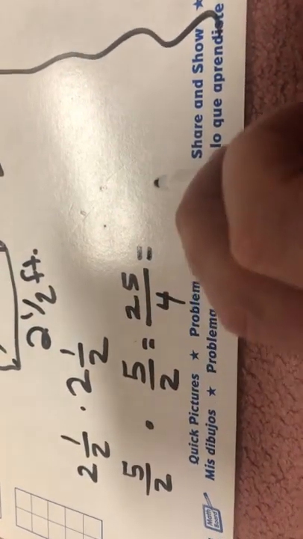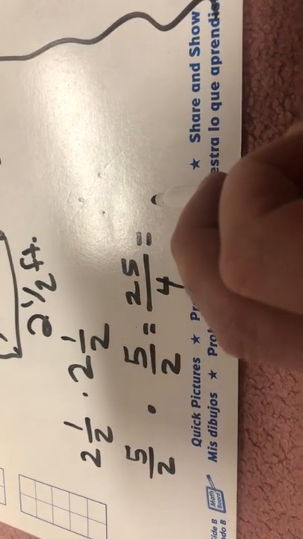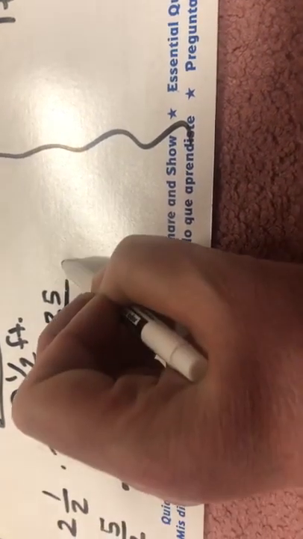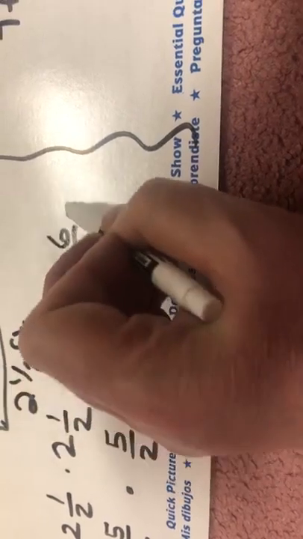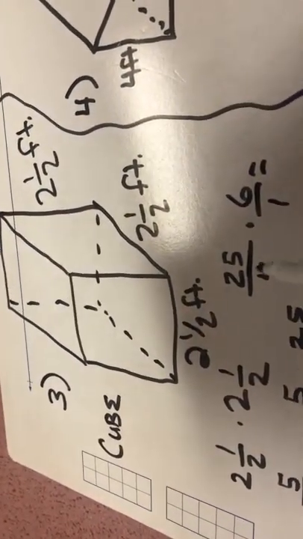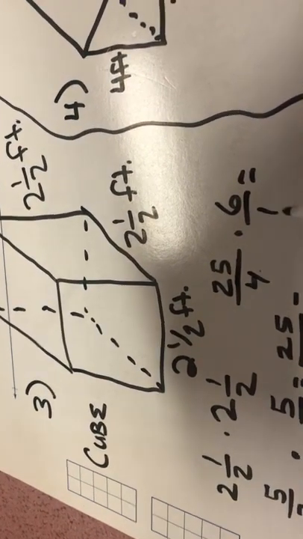but I would need to turn that into a mixed number. But I'm going to wait to turn it into a mixed number because I have to multiply it by 6. So I'm going to take 25 over 4 and multiply that by 6 over 1. Why 6? Because there's 6 sides. They all have an area of 25 over 4, but there's 6 of them.